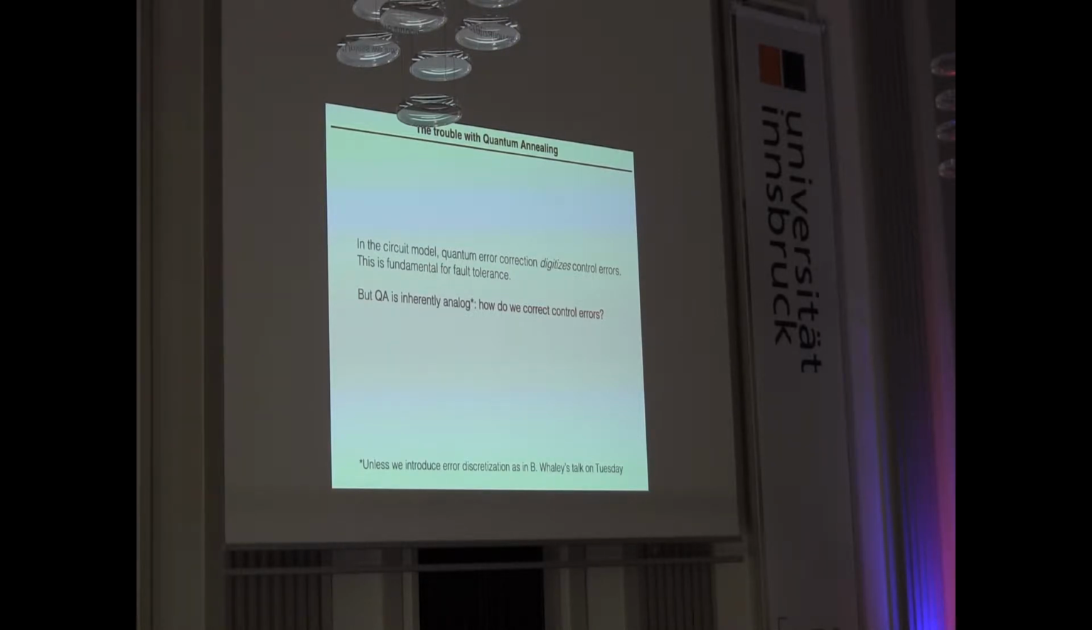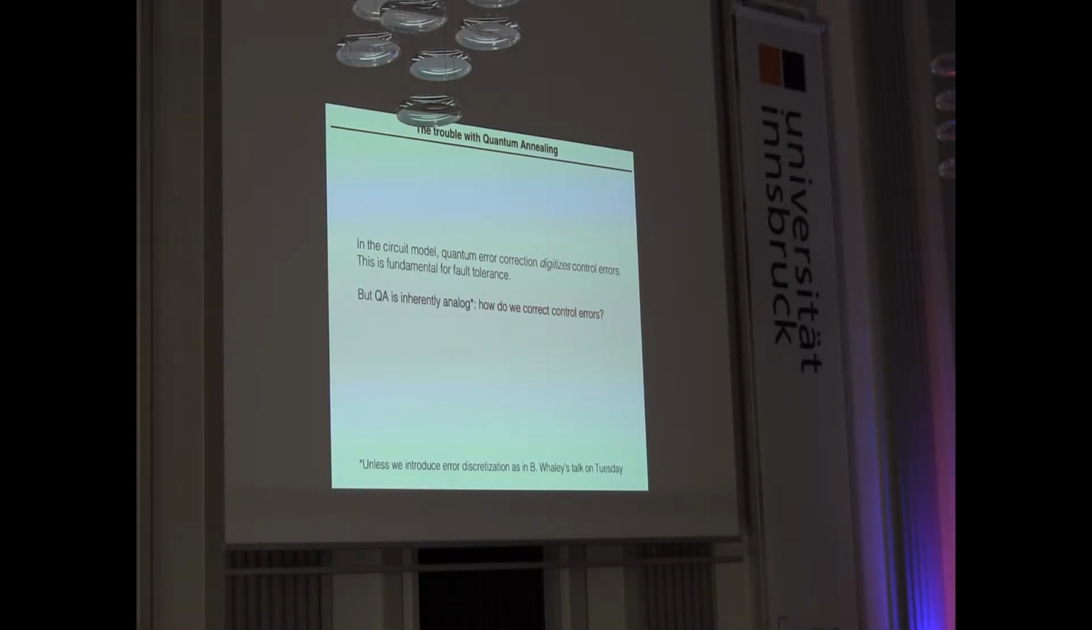As opposed to the circuit model, where we have a full-fledged theory of quantum error correction, which relies on the digitization of control errors. It's fundamental for fault tolerance, the accuracy threshold theorem. We don't have such a thing in quantum annealing. Right? In quantum annealing, we're doing analog control, and therefore we have analog control errors, and those are a big problem, as I'll try to argue in a moment.